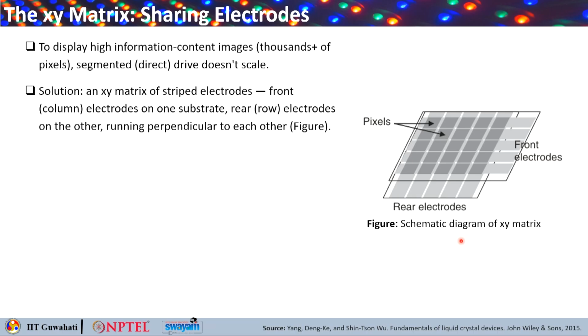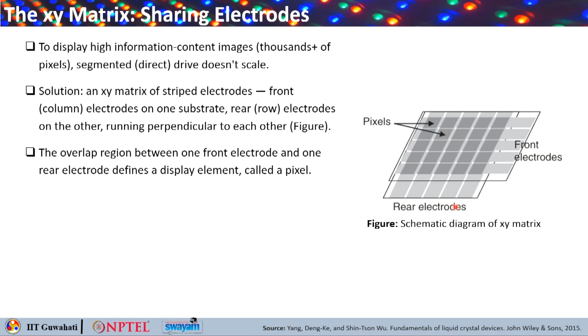So what is the key idea? Whenever a front stripe crosses a rear stripe, that overlap region is one addressable display element, which is called the pixel. You select the front and the rear electrodes, and the intersection point will get activated. Only where the liquid crystal is sandwiched between an energized front and rear electrode will an effective field appear.